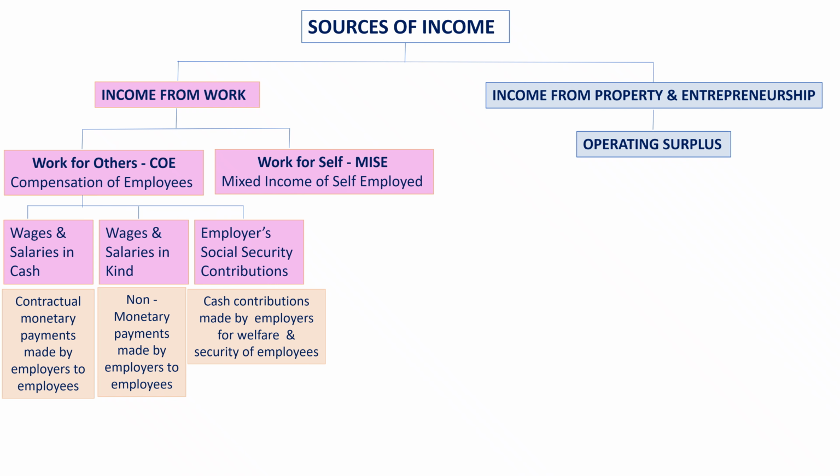Employers' social security contributions are cash contributions made by the employers for the welfare and security of their employees. And it includes insurance premium paid by the employer, provident fund contributions, gratuity, etc.